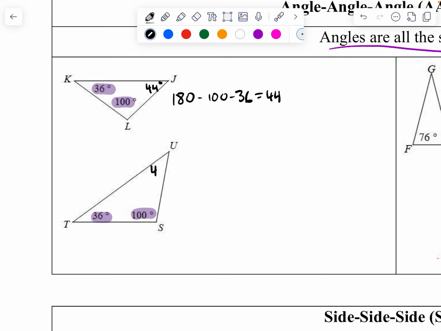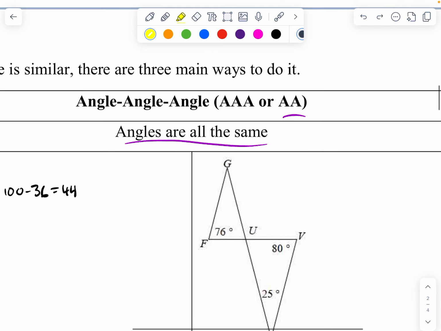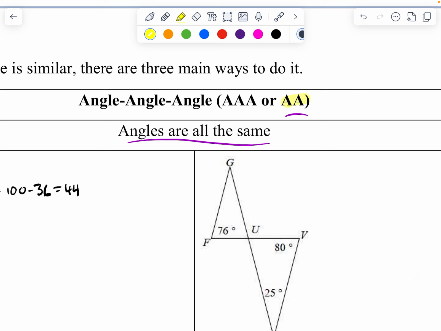And you'll notice if we did the same calculation below, you'll also get 44, which means these two triangles match exactly. They are similar triangles. That's why you can get away with angle-angle similarity, not sometimes, all the time. If two of the three angles match, you have similar triangles.